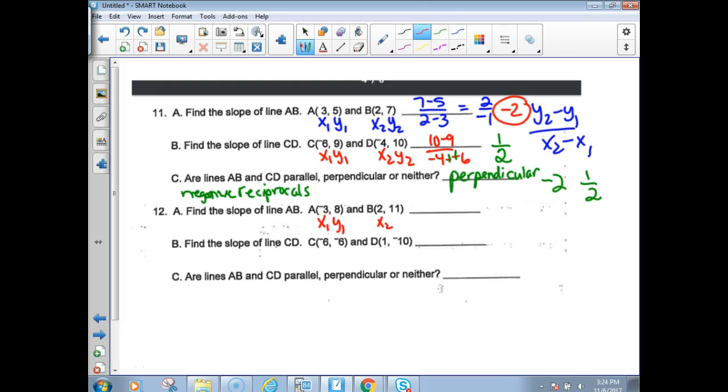Now, these lines, let's see what their slopes are. All right, so we go through quick and we do our formula. 11 minus 8, 2 minus negative 3. 11 minus 8 is 3. 2 minus negative 3 is 5. So 3/5 is the slope of the line through those A and B points.